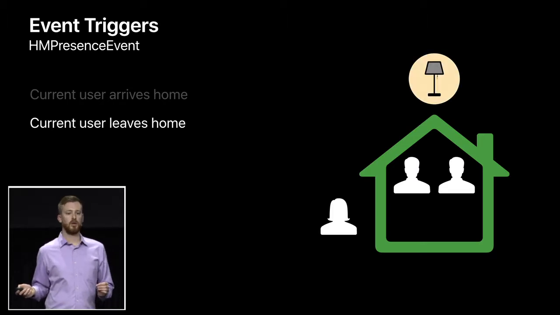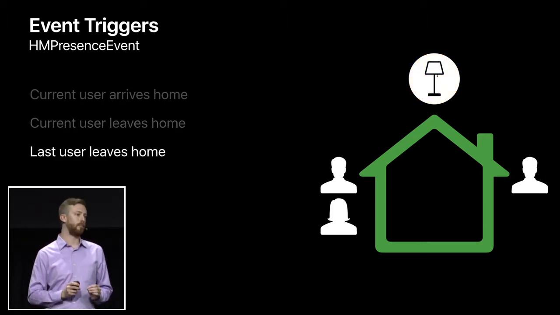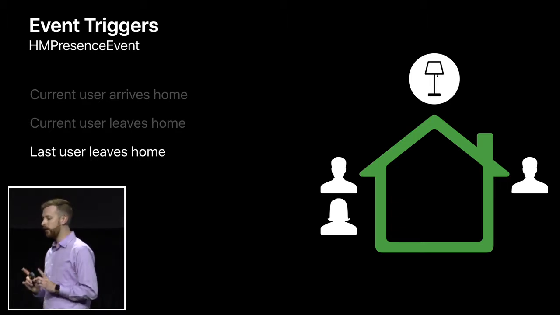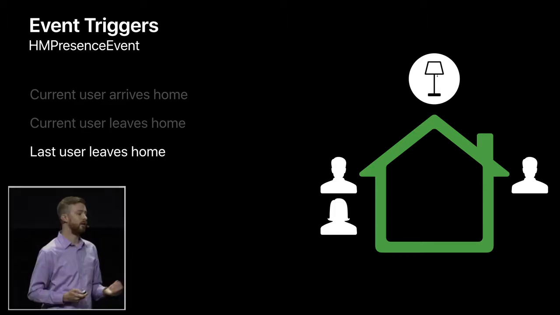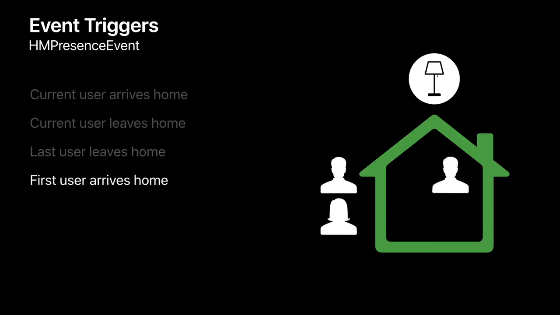For instance, we support when the last user leaves home. Now note, this indicates that your home is now unoccupied. It's a good time to do things such as turn off the lights, turn down the air conditioning, even lock the doors. And finally, of course, we support when the first user arrives home. And this indicates that your home is now occupied. And in this case, it may be good for you to do things like turn down the air conditioning, turn on some lights, unlock the doors. Now let's go ahead and build this last example, where we create an event trigger, which executes when the first user arrives home.